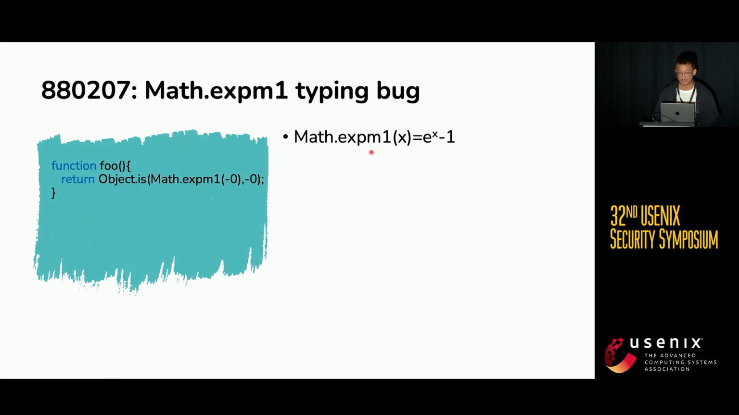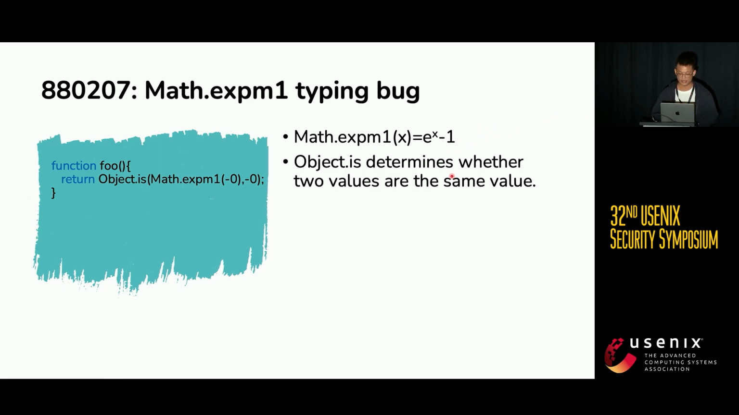So in this case, if you give x as -0, it will return -0. We can see a POC example of this bug as shown on the left side. There is a function called foo, and foo returns the result of Object.is. Object.is is used to determine whether two values are the same thing.